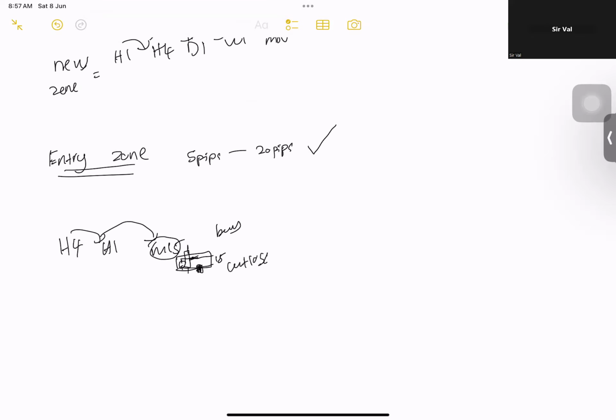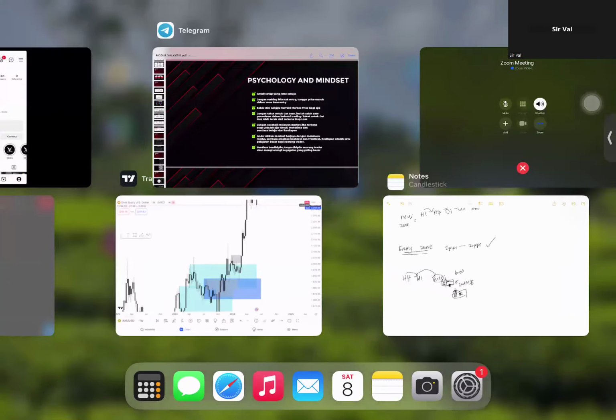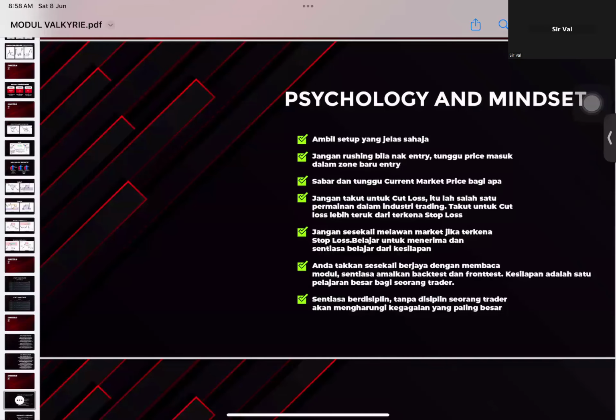I didn't use the SL. I will cut loss all, and then wait for the new CMP. For example, if price has created one here, I will enter the new one here as a pullback entry. Cut loss is based on my CMP only.